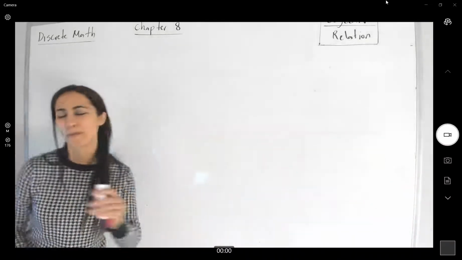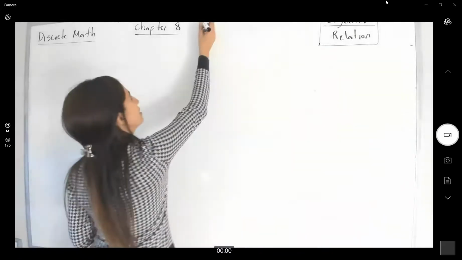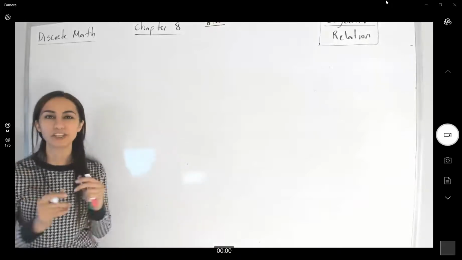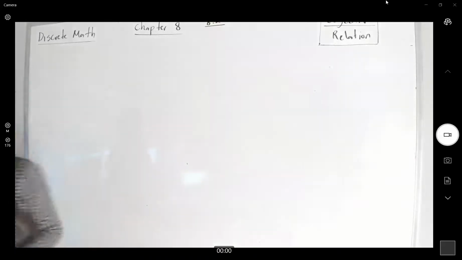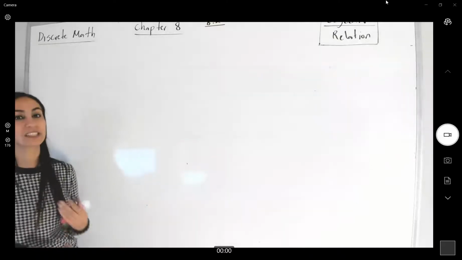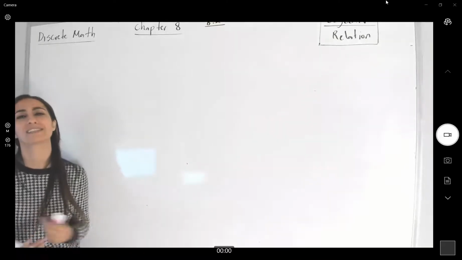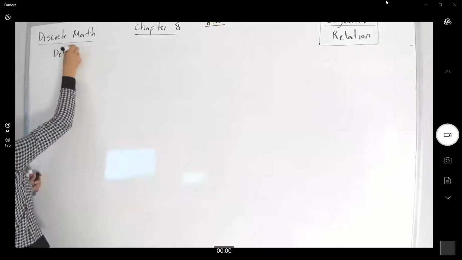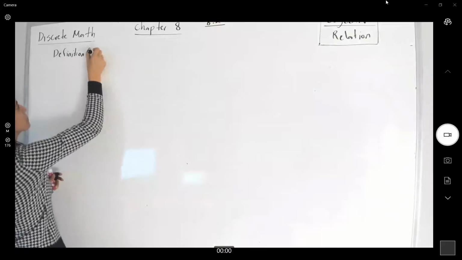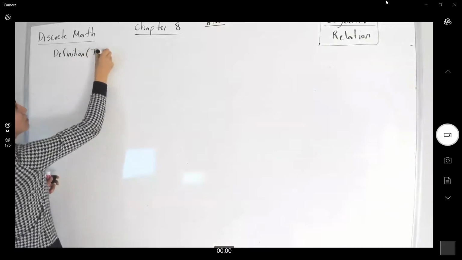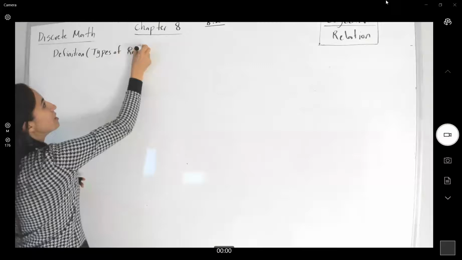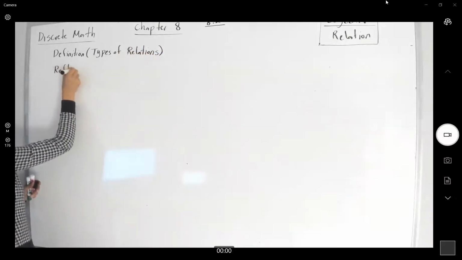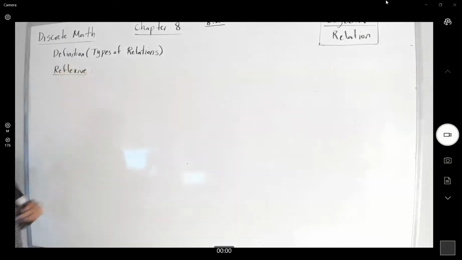We're going to go over more definitions. We have special types of relations. We have reflexive relation, we have symmetric relation, and we also have transitive relations. So let's write down this definition. Then we're going to go over some examples. Types of relations. Reflexive relation.